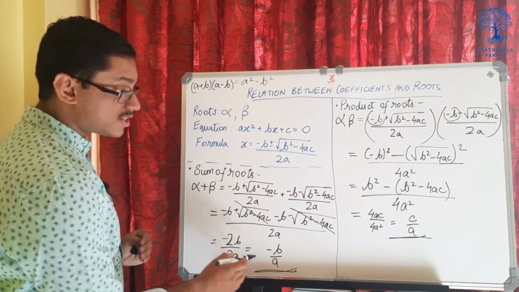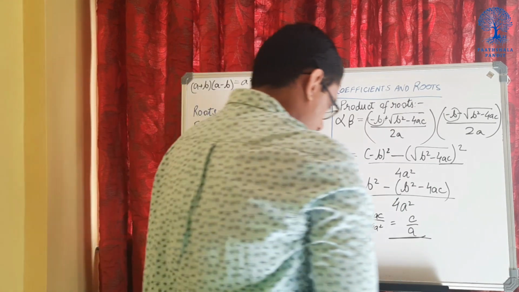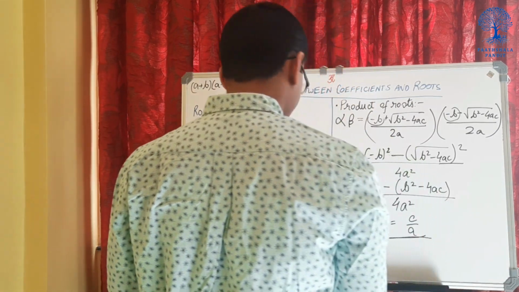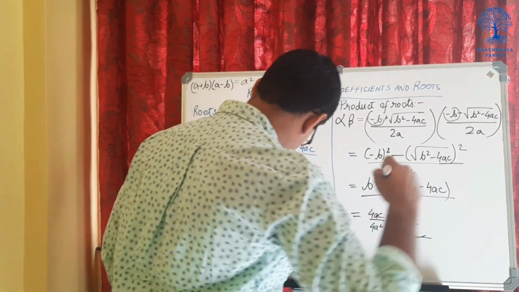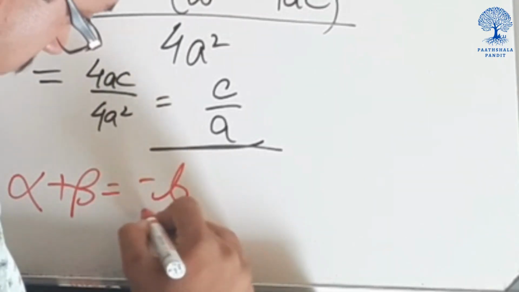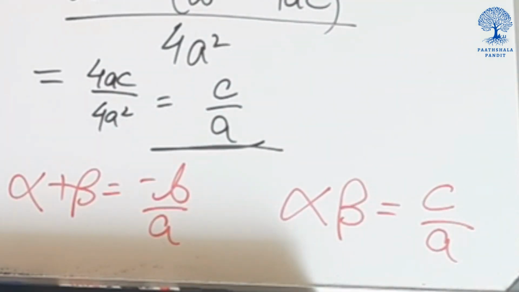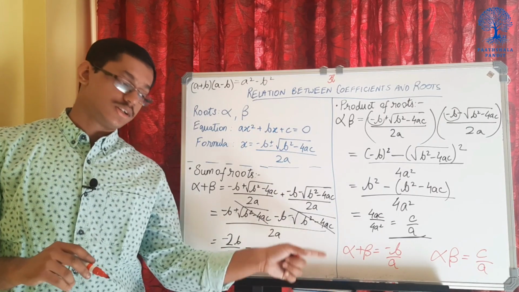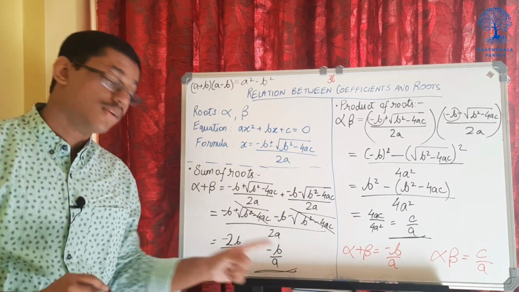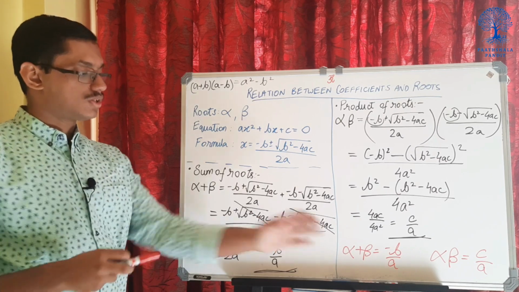Sum of roots is minus b by a, product of roots is c by a. So I will highlight it here, alpha plus beta is minus b by a, alpha beta, I mean alpha multiplied by beta, is c by a. Remember these are very, very important formulas, okay, very important. Many questions are formed based on these two formulas itself.